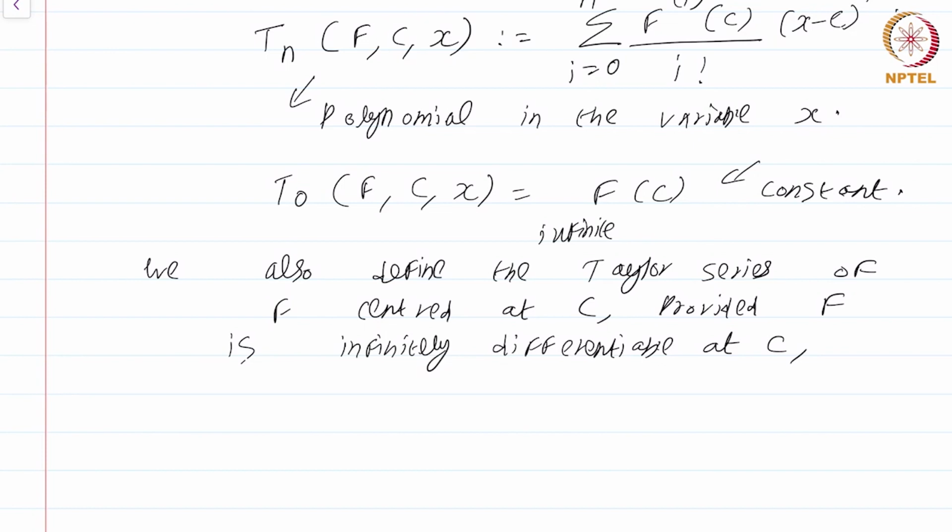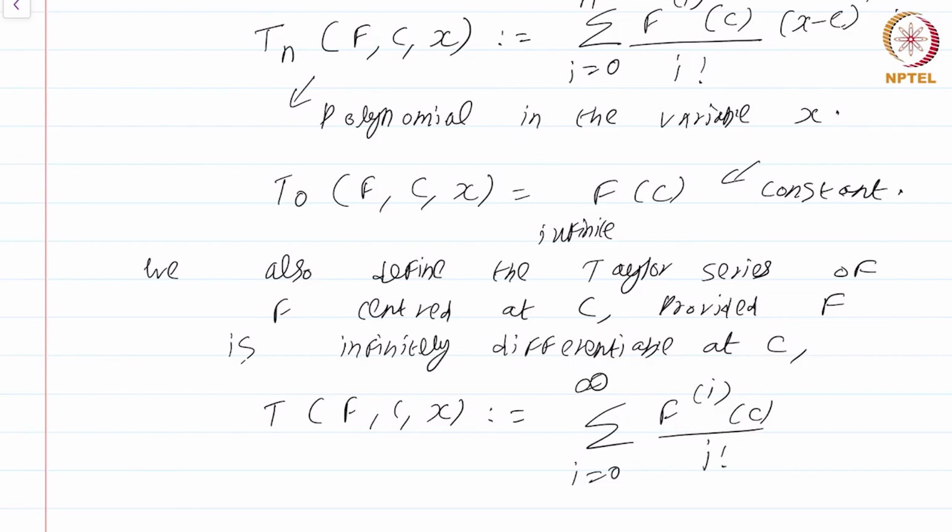All of them exist. We define T of (f, c, x) to be just the infinite series, summation i equals 0 to infinity, the ith derivative of f at c, by i factorial, into (x minus c) the whole power i.